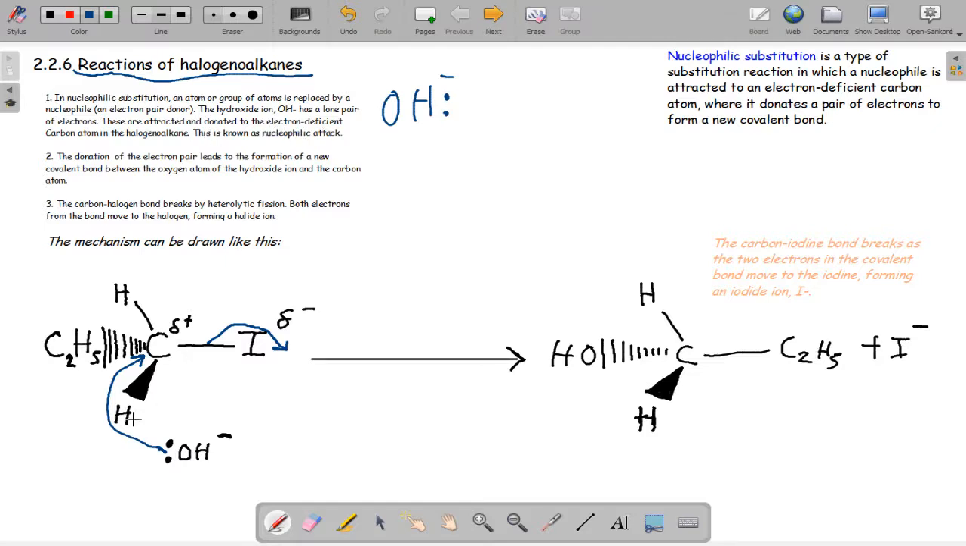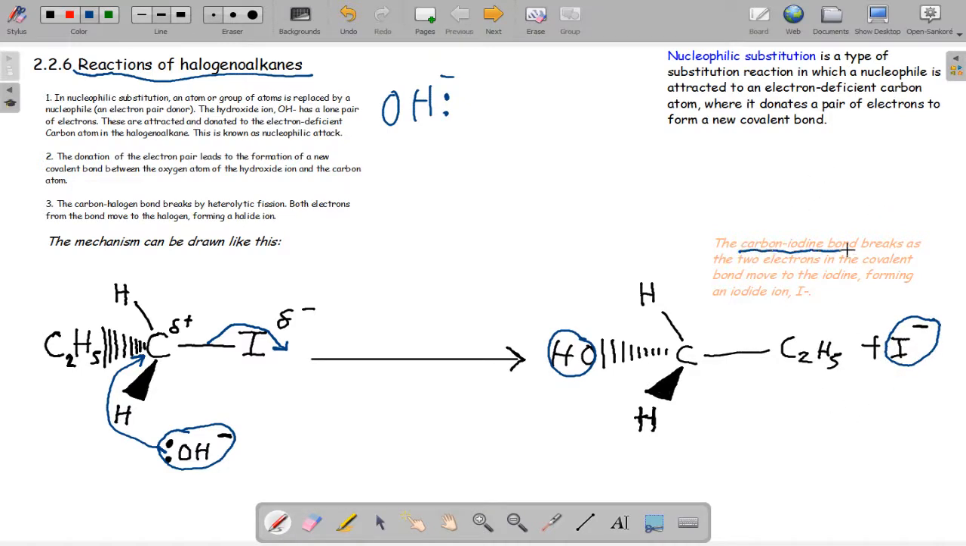It's also known as nucleophilic attack, because the lone pair is attacking the electron deficient carbon atom, and the donation of the electron pair leads to the formation of a covalent bond between the oxygen atom of the hydroxide ion and the carbon atom. So it will form a new alcohol, and the carbon halogen bond breaks by heterolytic fission.